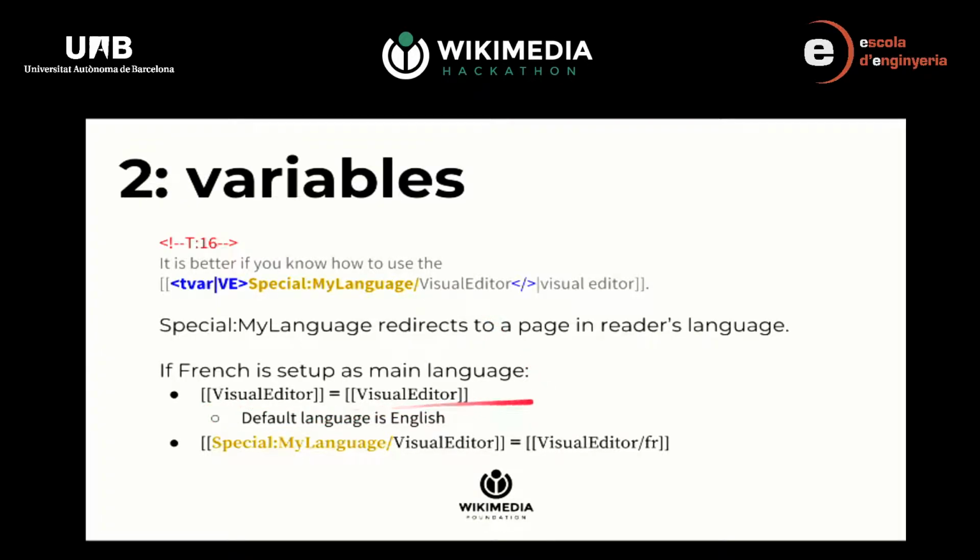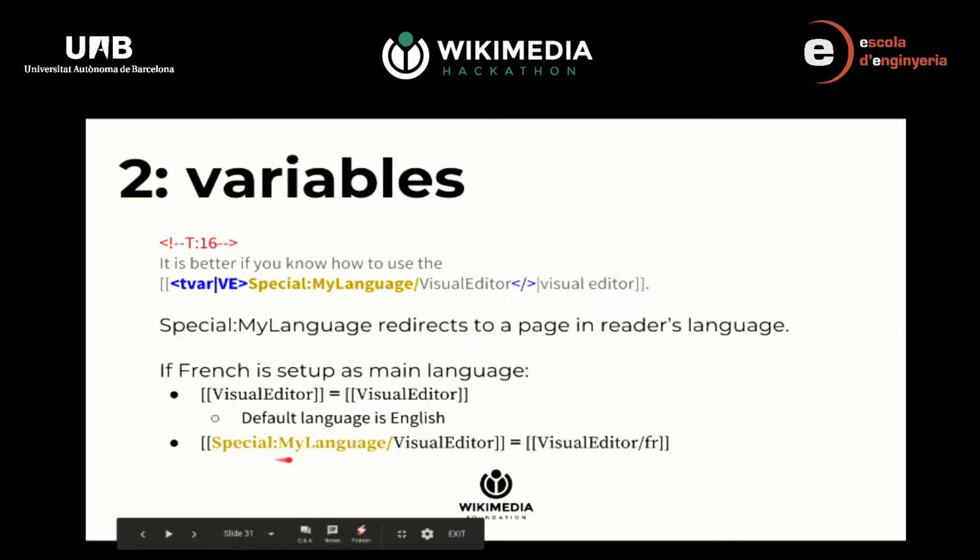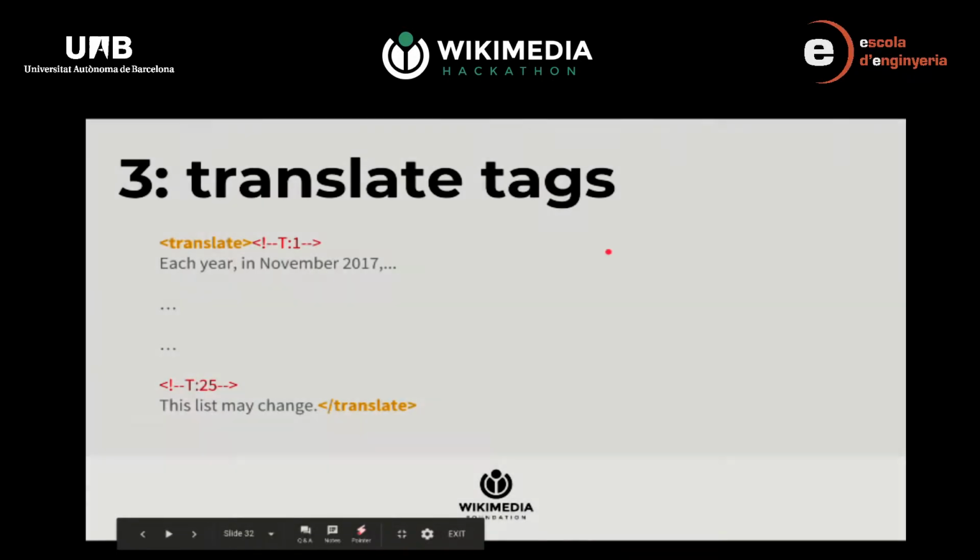then people will not go to the translated page. If I'm using English for my interface, Visual Editor will go to the Visual Editor page. If I'm using another language, due to the use of special colon MyLanguage, I will go to my fallback page, here French. So that way people can go to a page they can understand.